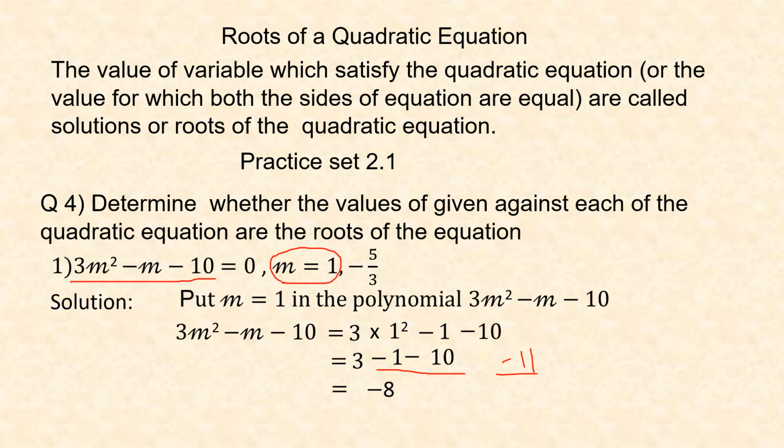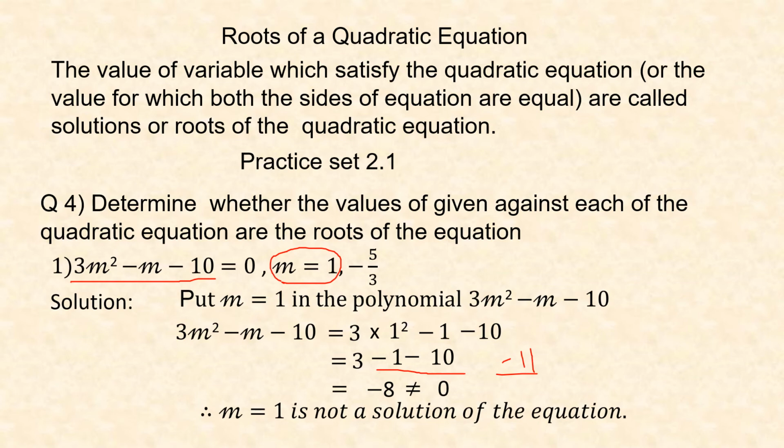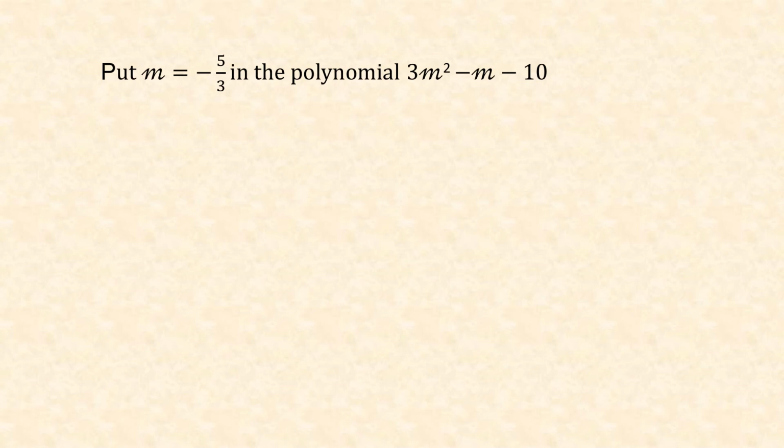This minus 8 is equal to 0? No, it is not equal to 0. Therefore m is equal to 1 is not a solution of the given equation. Put m is equal to minus 5 upon 3 in the polynomial 3m square minus m minus 10, means in the left hand side of the equation.